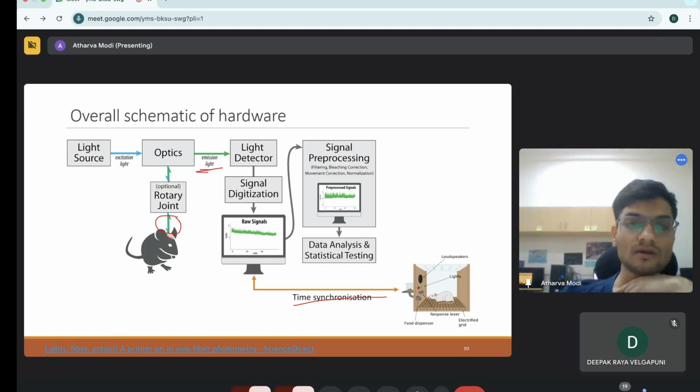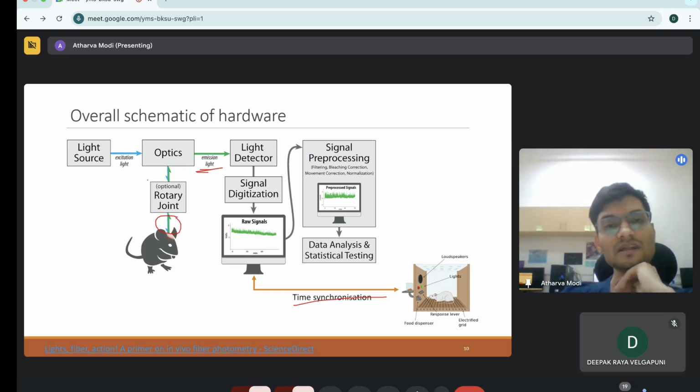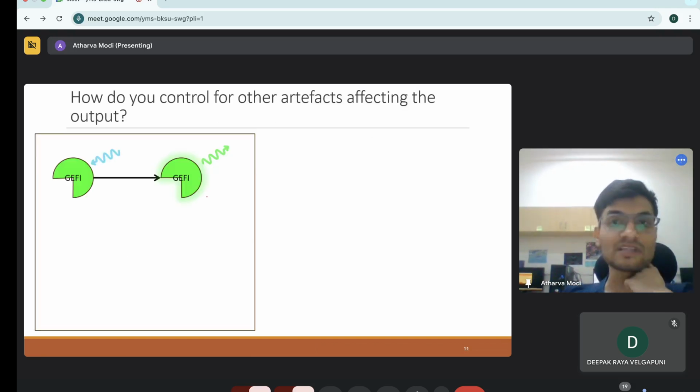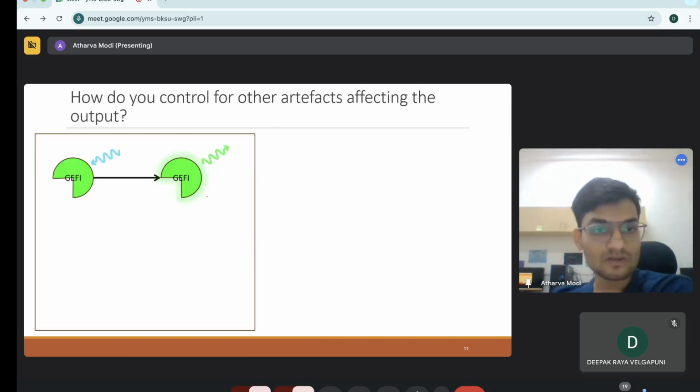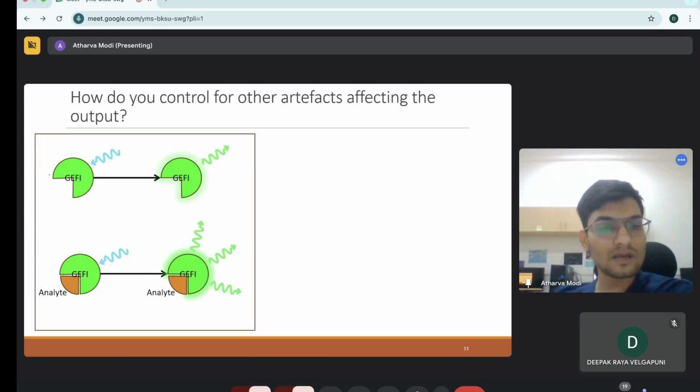So yeah, what I was talking about is that this emission light's intensity can change not only on the basis of the concentration of the thing that you want to measure inside the brain, but also due to some external factors. So what kind of control do you have for this? It's a very interesting thing. We saw that this particular indicator shines brighter in presence of the analyte you want to measure.